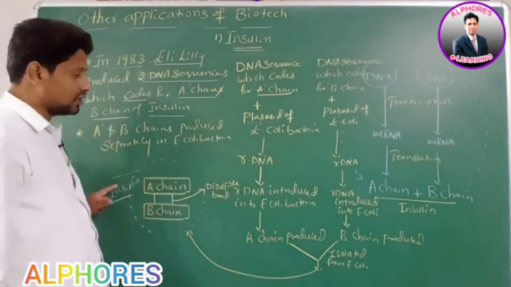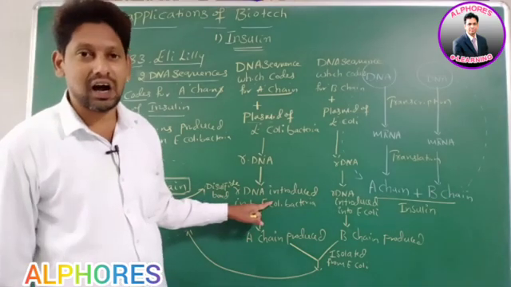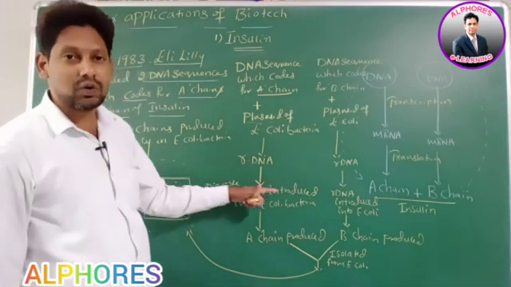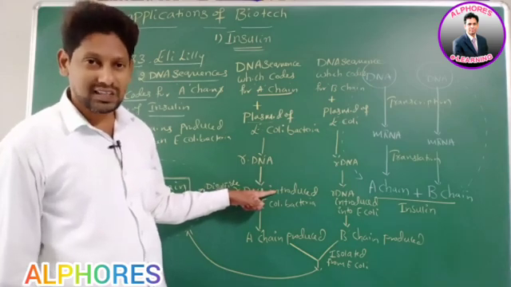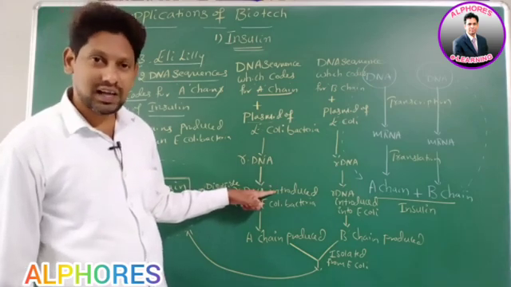Sir, this is the insulin produced in E. coli bacteria. This insulin produced in E. coli bacteria is called humulin. What is it called? It is called humulin.